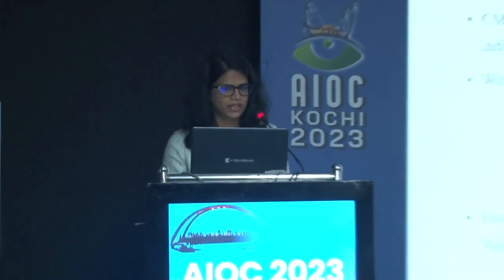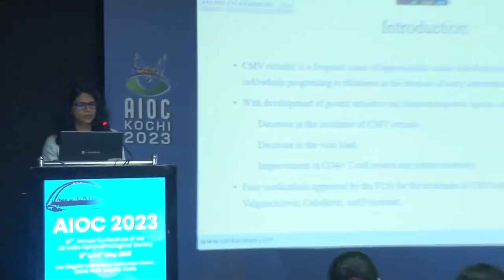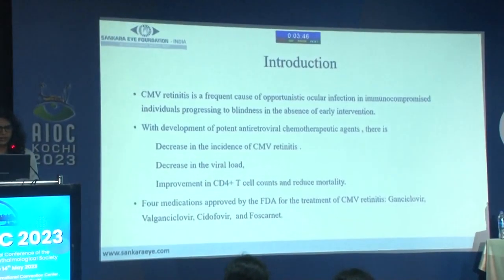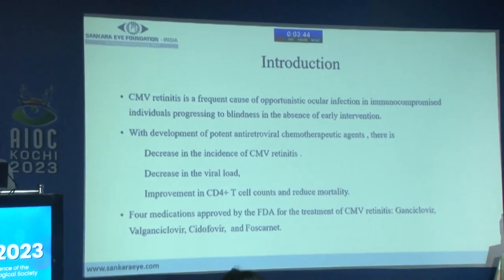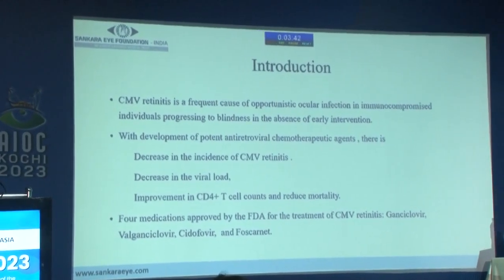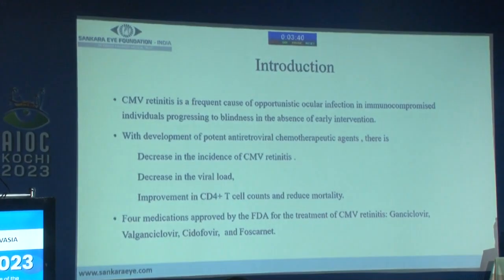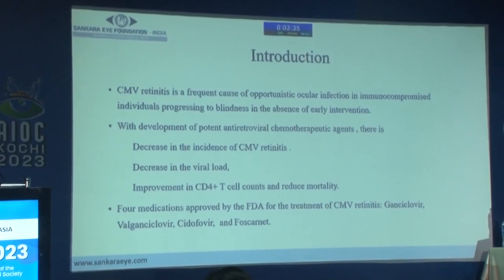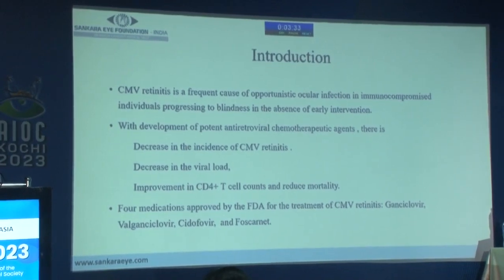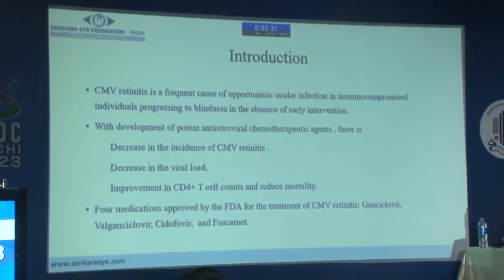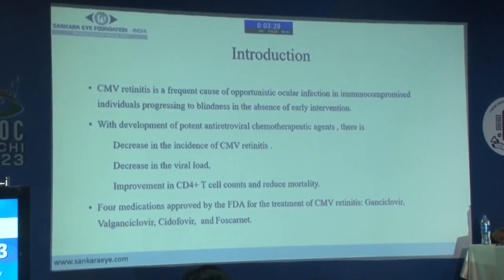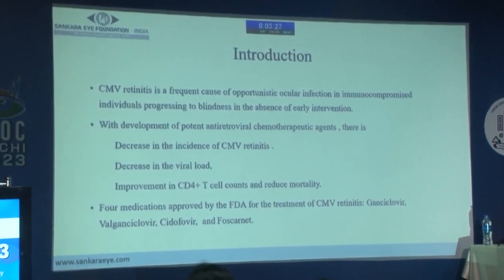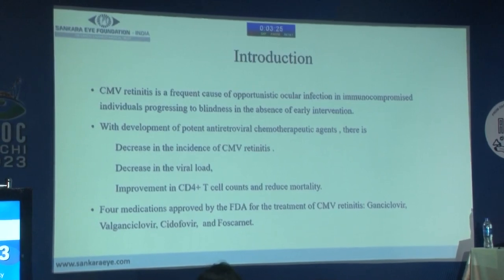CMV retinitis is a frequent cause of opportunistic ocular infection in immunocompromised individuals, progressing to blindness in the absence of early intervention. With the development of potent antiretroviral chemotherapeutic agents, there is a decrease in the incidence of CMV retinitis, a decrease in the viral load, improvement in CD4 T cell counts, and reduced mortality. The 4 medications approved by the FDA for the treatment of CMV retinitis are ganciclovir, valganciclovir, cidofovir, and foscarnet. All these agents are virostatic.